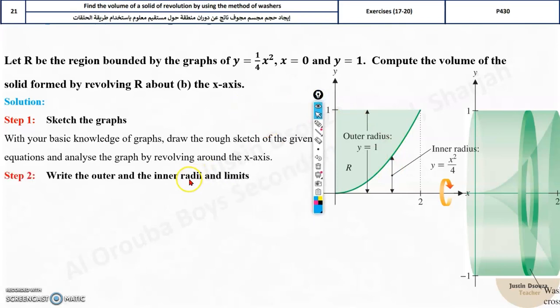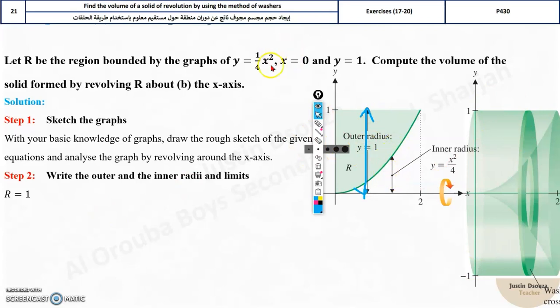Okay, now let's just substitute. Let's understand what is the outer radius. They have given the limit y equals 1, right? So what is the radius from here to here, because both the sides will revolve? Now that is 1. So R is 1.